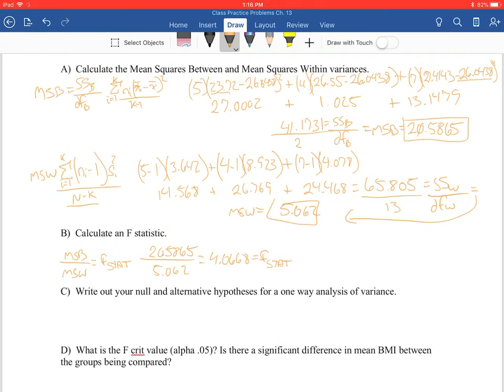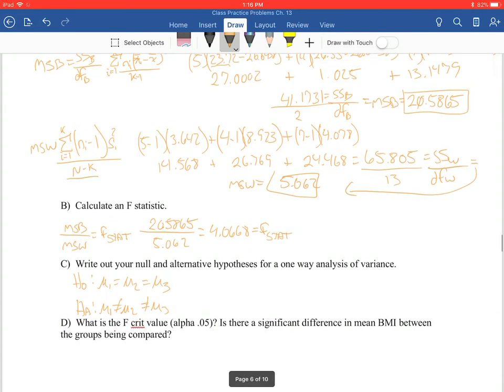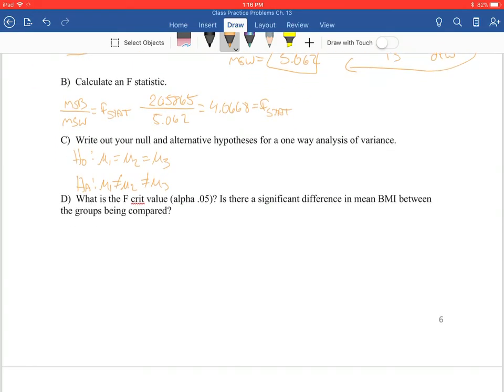Write out your null and alternative hypothesis for one-way analysis of variance. So remember, our null hypothesis is always going to state that group 1 equals group 2 equals group 3. If you have more groups, those will keep equaling each other. A statement of no difference, they're all going to equal each other. Our alternative hypothesis is going to state that mu1 is not equal to mu2, and it also doesn't equal mu3.